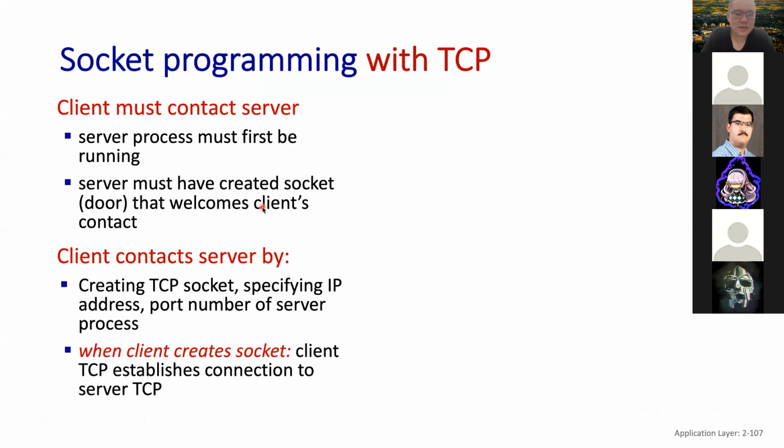So for TCP socket programming, the client must contact the server. The server process must be running first, something we just demonstrated, right? The server must have created a socket door that welcomes the client's contact. And the client contacts the server by creating a TCP socket, specifying the IP address and port number of the server process. When the client creates the socket, client TCP establishes the connection to server TCP.